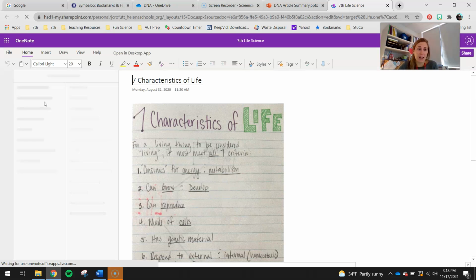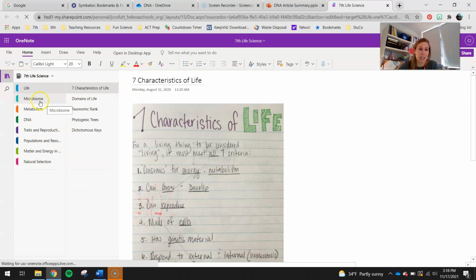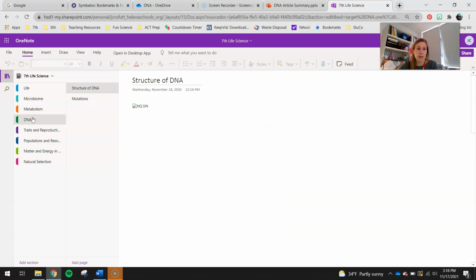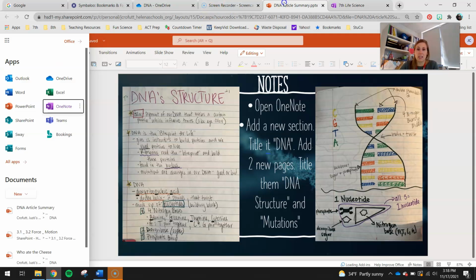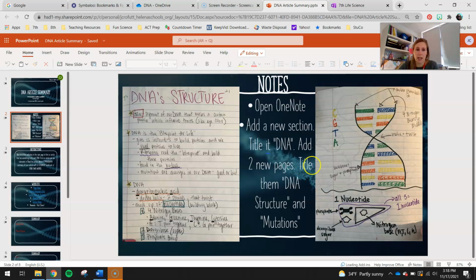Okay, in that you're going to have 2 pages. The first one's going to be a DNA structure, and the second one is going to be mutations. So you guys can see how that's set up right there. So I have a section, add section for DNA, and then 2 pages, structure, DNA, and mutations. Under structure DNA, you guys need to add these 2 pages today.